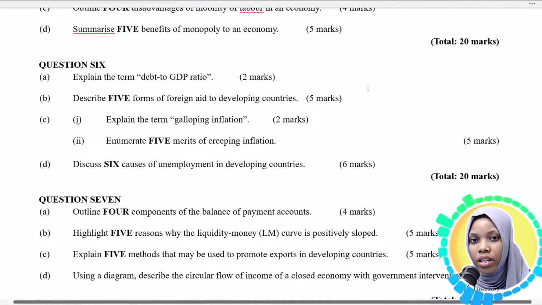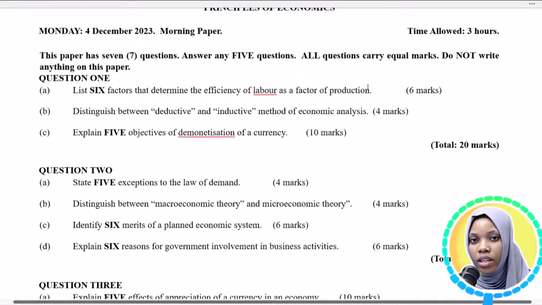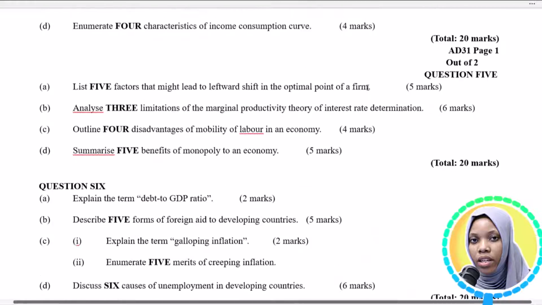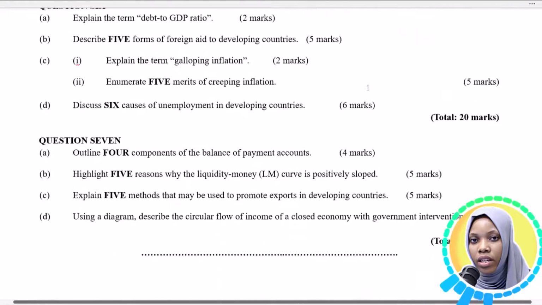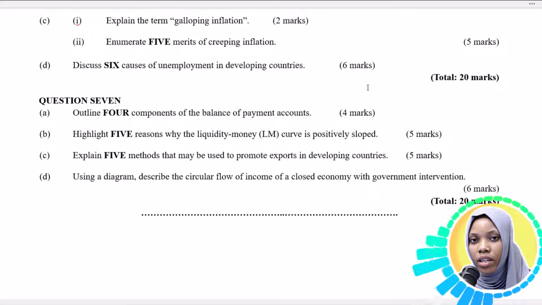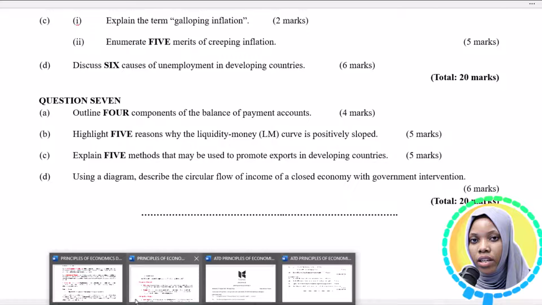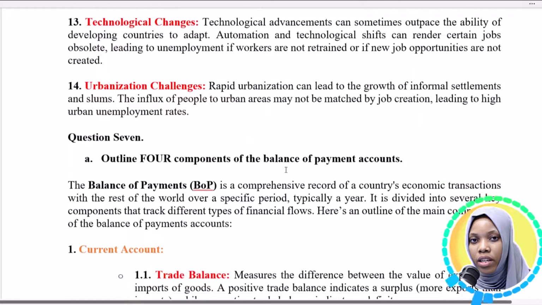Hello and welcome back. Still on ATD Principles of Economics, December 2023. And we are now going to question number 7, Part A. It reads: outline 4 components of the balance of payment accounts. Now let's read the answers.